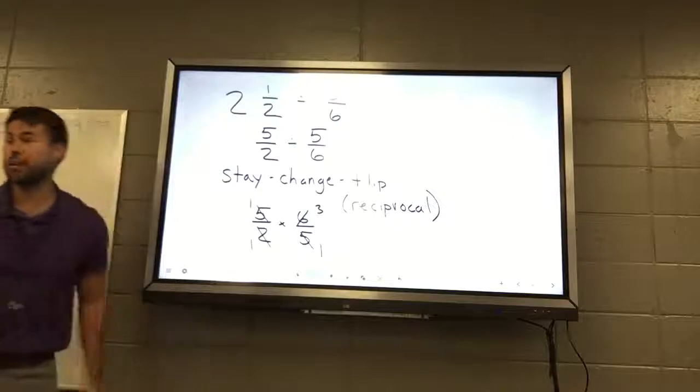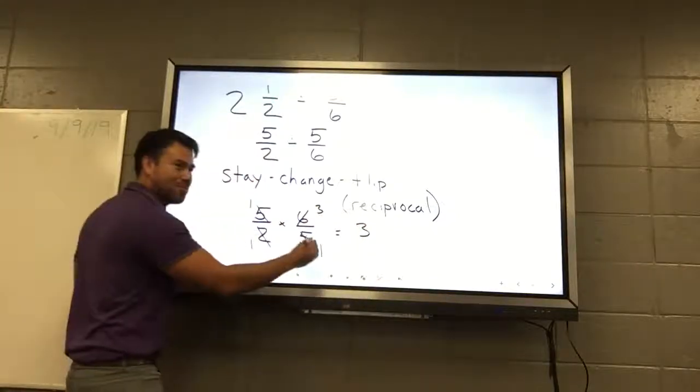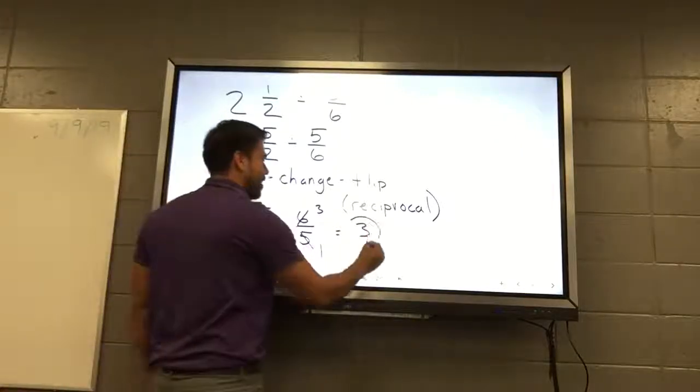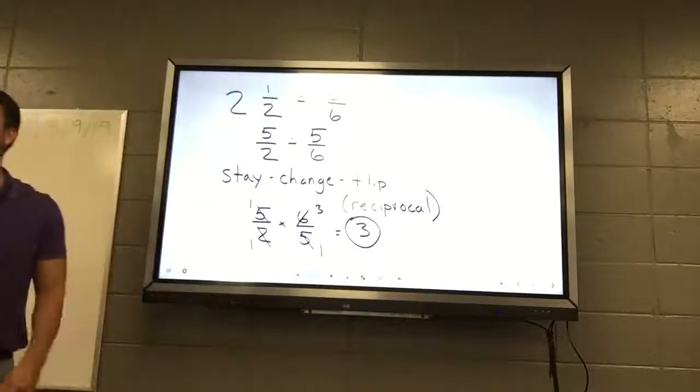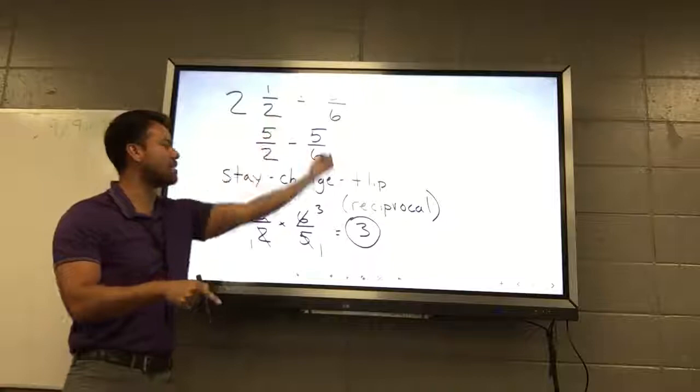And here's your multiplication problem. Ready? 1 times 3 is 3. 1 times 1 is 1. So 3 over 1 is 3. Positive or negative? You look at the original problem. Positive divided by positive is positive.